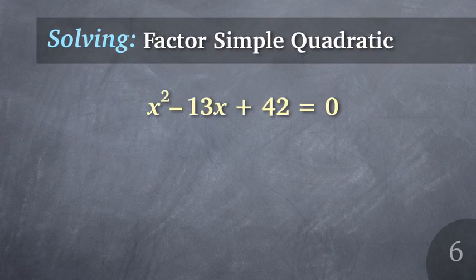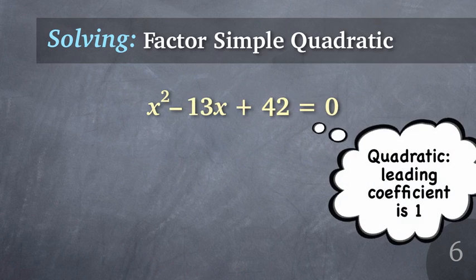All right, so let's briefly review factoring a simple quadratic. So here we go, x squared minus 13x plus 42 equals 0. Okay, we're going to look at it carefully. So it's a quadratic where our leading coefficient is 1. So this is going to be simple factoring.